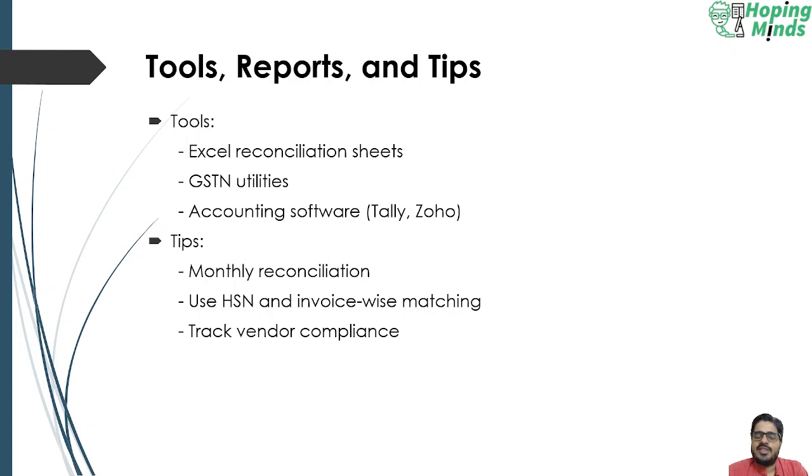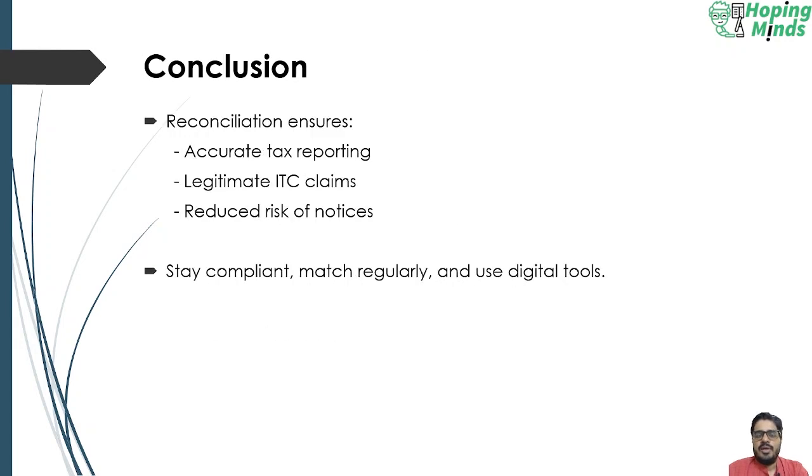Also, it is advisable to use HSN and invoice number wise reconciliation for maintaining accuracy, and create vendor compliance scorecards. With such scorecards, the mismatches must be communicated to the vendors on an immediate basis. So to conclude, reconciliation ensures accurate tax reporting, legitimate ITC claims and reduced risk of notices.